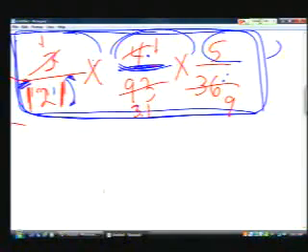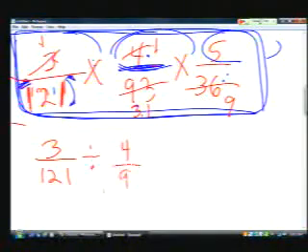Muy importante. Now, let's do the division problem. Let's say we have 3 over 121 times, well, let's make it real nasty. Really nasty. Divided by 4 over 93, divided by 5 over 36.